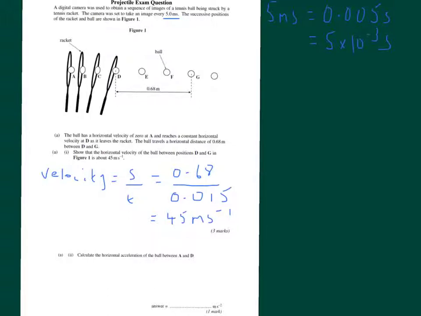Okay, now the second bit, or A2, they want us to calculate, let me just get my arrow, right, they want the horizontal acceleration of the ball between A and D. So they want the acceleration from here to there. Okay, now you need your definition of acceleration, and that is acceleration equals change in velocity. Now I'm going to do my change as my final velocity minus my initial velocity all over the time taken. So the top bit is just change in velocity, and this bit is time.